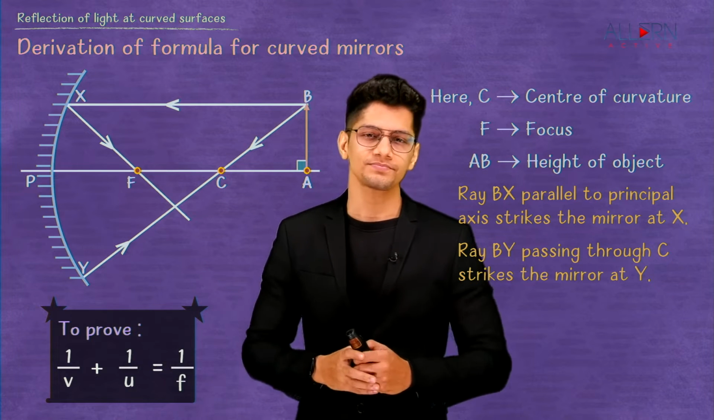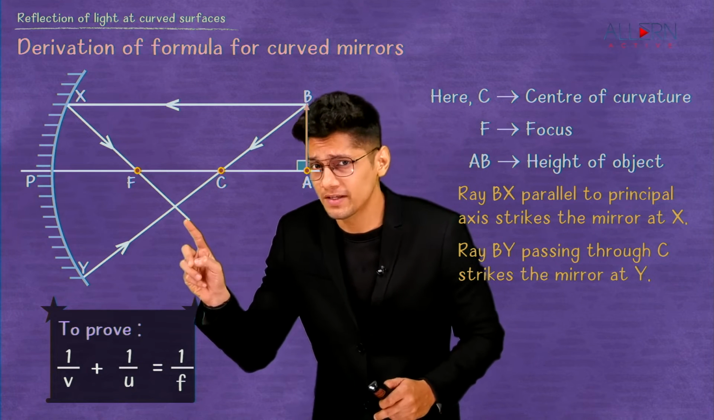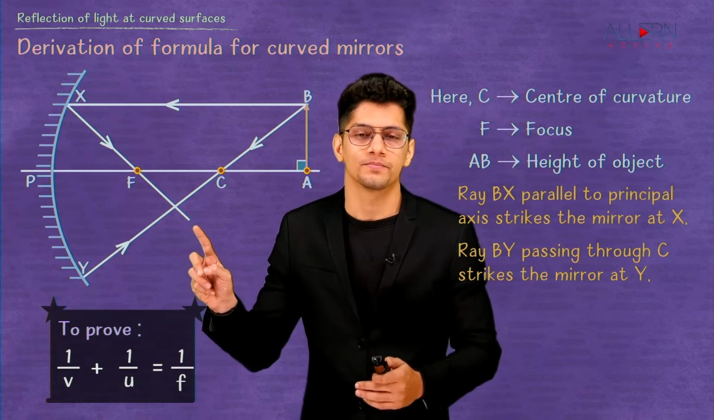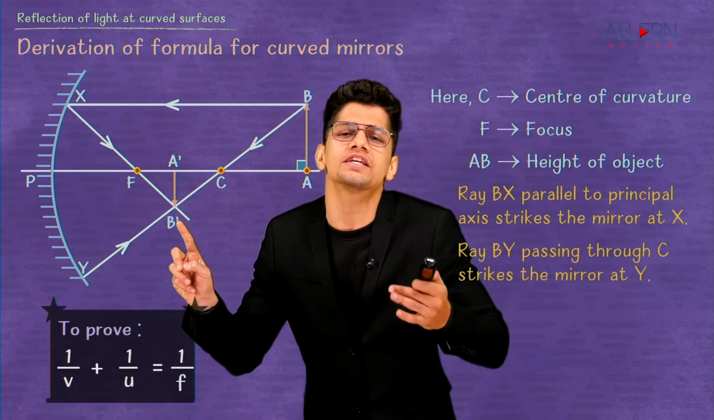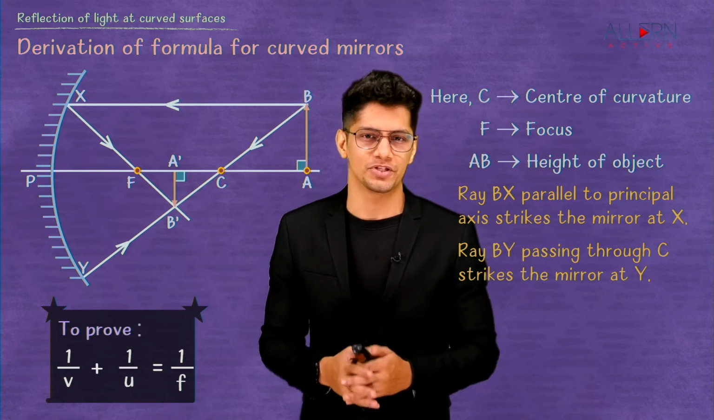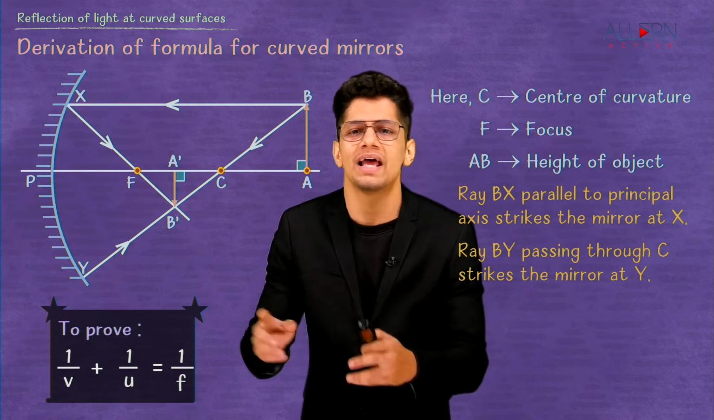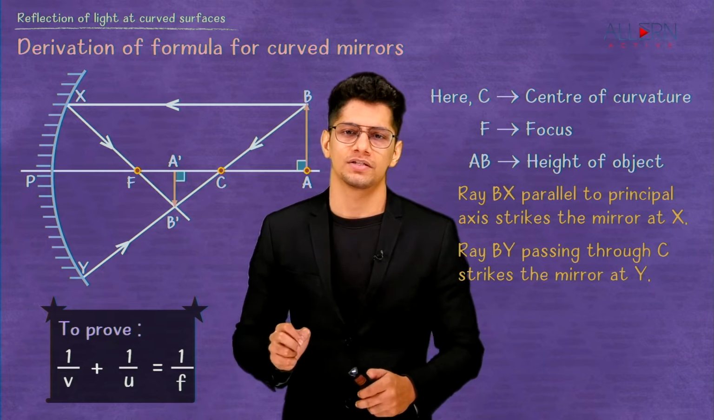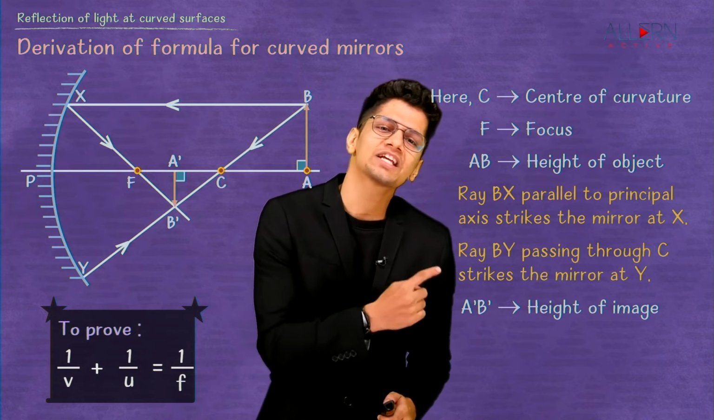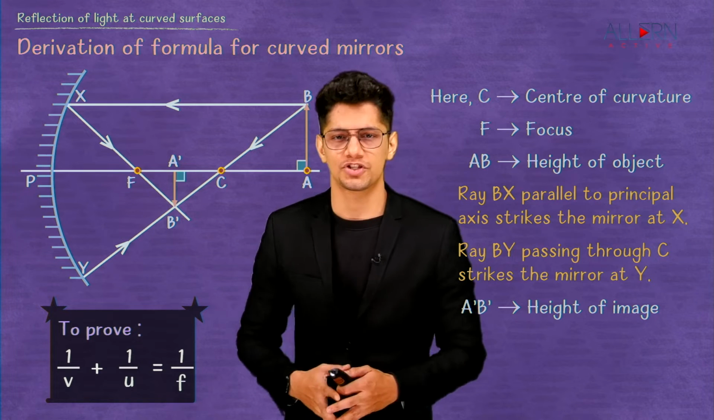At Y. Now we know at this particular point, the rays are meeting after reflection. That means at this point, the image is going to be formed. And we know it is a real and inverted image. So here we have named the image as A'B'. What is A'B'? Height of the image, right? So we write that. A'B' is the height of image.